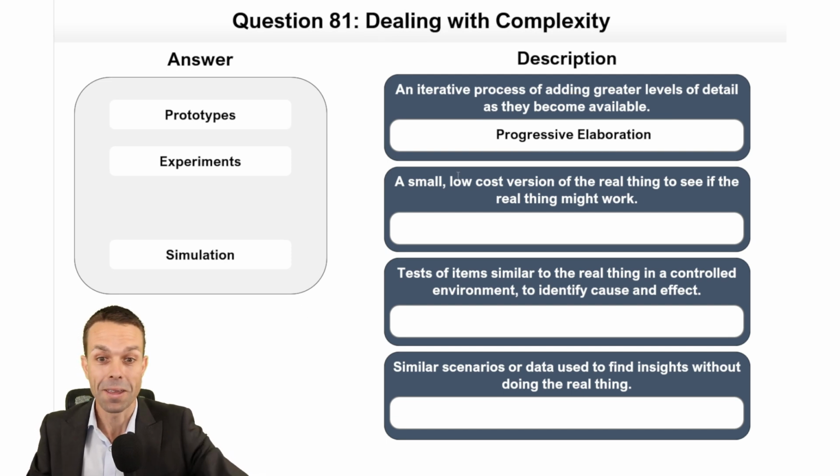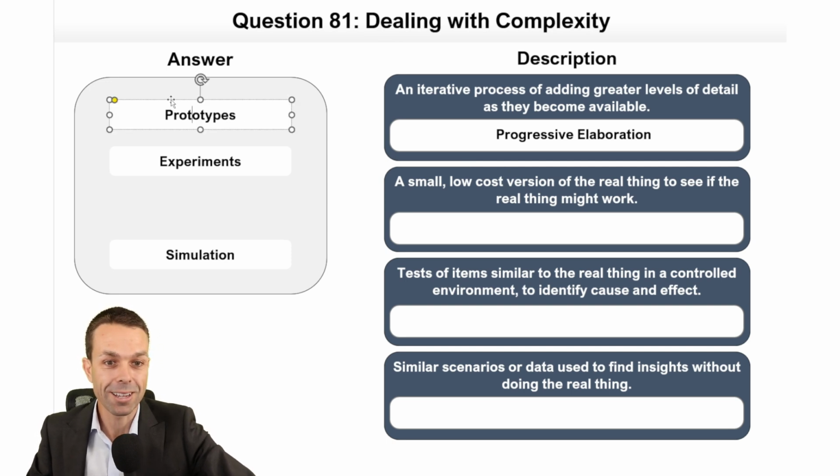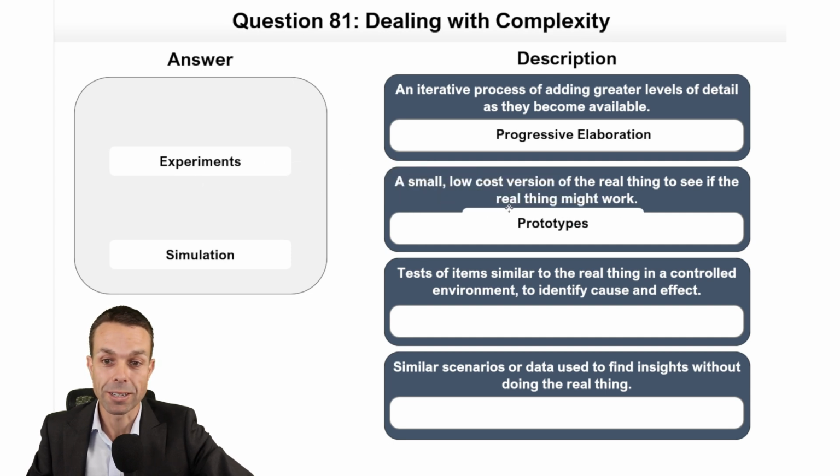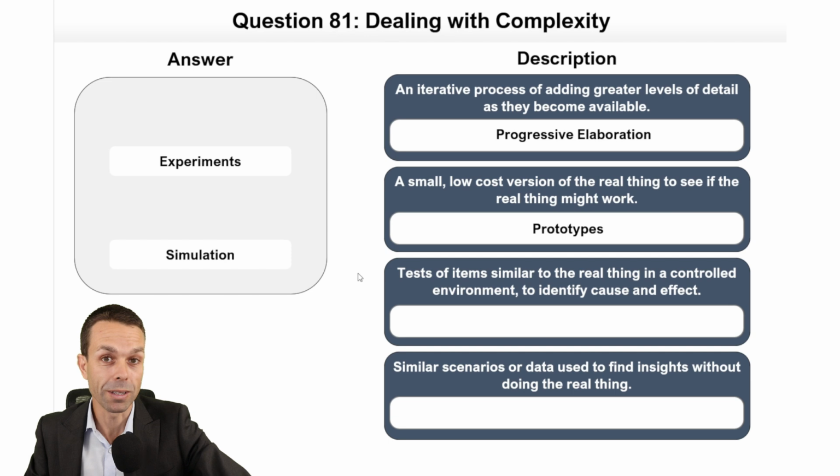And so what's the next one? A small, low-cost version of the real thing. That sounds like a prototype. So we want a small, low-cost version of the real thing to see if the real thing might actually work. That could be a model, or it could be a storyboard, or even a process map, just to see if it's going to work.